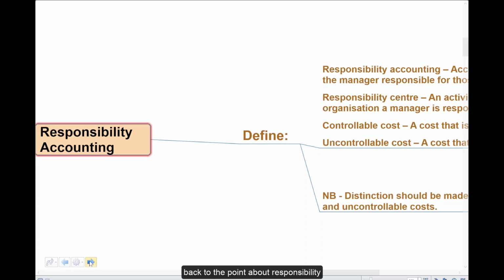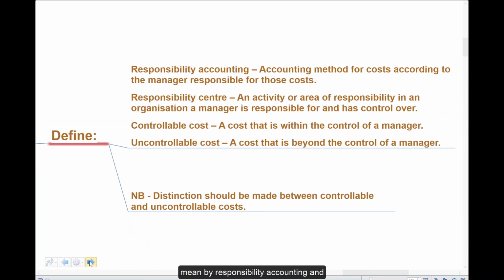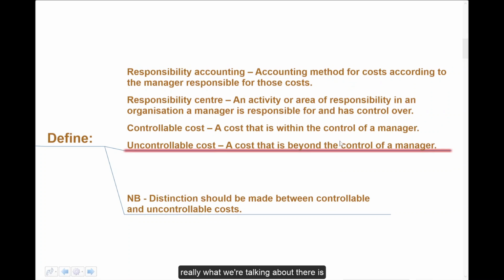Outside of that, getting back to the point about responsibility, really, we need to understand what we mean by responsibility accounting. And really what we're talking about there is the idea that when we consider, let's say, a manufacturing business, and indeed a manager, or indeed a department, we need to be able to associate or indeed account for costs according to the manager's responsibility for those costs. So really, responsibility accounting means, okay, we have 5 different managers. What are they actually responsible for in terms of costs?